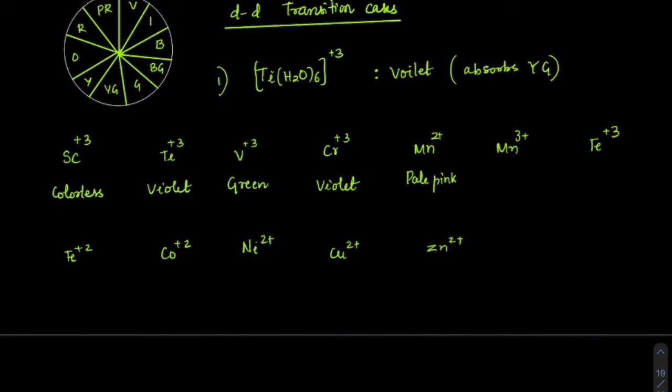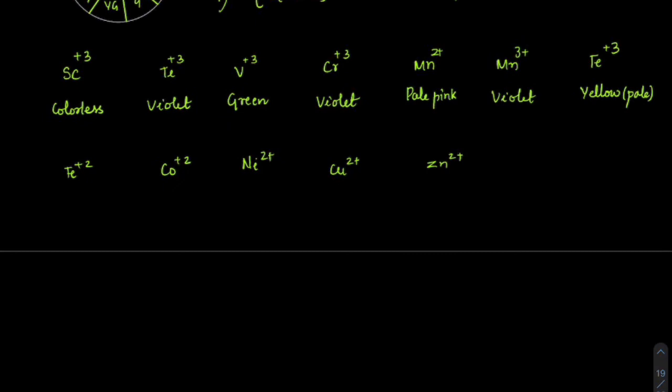Pale pink, also known as buff color. Mn plus 3 is violet. Fe plus 3 is yellow, pale yellow. Fe plus 3 always gives a pale yellow solution. Fe plus 2 is green. Remember that from green vitriol, FeSO4.7H2O. Remember, green vitriol बोलते हैं उसको.